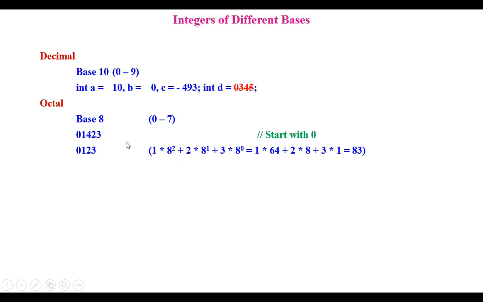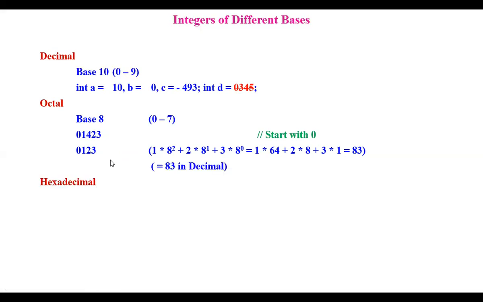So this number is multiplied with this: 8 power 0 is multiplied with 3, 8 power 1 with 2, 8 square with 1. 1 into 64, 2 into 8, 3 into 1, since 8 power 0 is 1. Put together, 83. That means 123 in octal system is equal to 83 in decimal system. Okay, next.